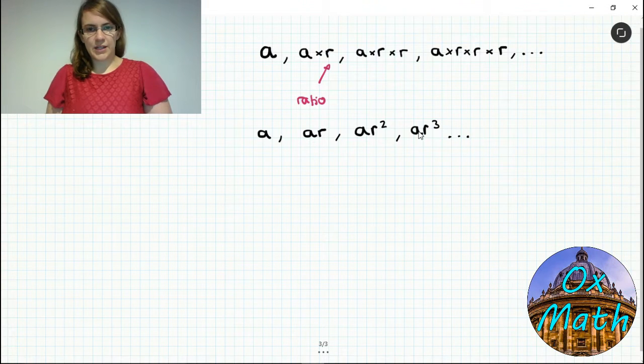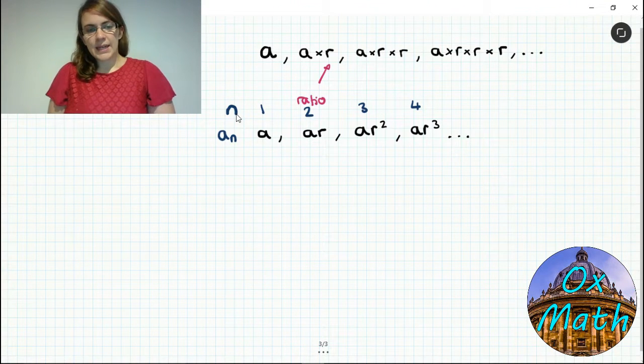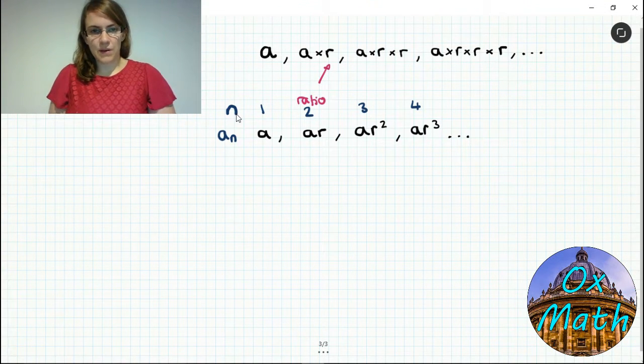Now if we compare each term to its position within the sequence, it helps us to see the pattern that's going on. So N, remember, is the position within the sequence, so 1, 2, 3, 4, and AN is our nth term. So our first term is A, second term AR, third term AR squared, fourth term AR cubed. Now it's a little bit difficult to see the pattern that's going on, but remember A is the same as AR to the power 0.